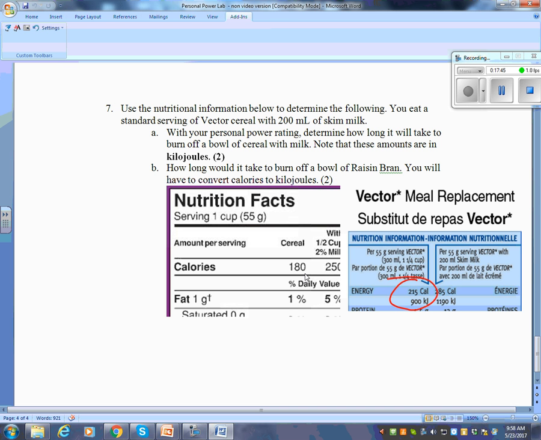And tell me, how long would you have to climb stairs in the school to completely burn off a bowl of Raisin Bran? What do you think? A long time. But give it to me in actual seconds or minutes, or hours. What do you think? Would it be 2 minutes? Would it be 30 minutes? Would it be 6 hours? It's longer than you think.